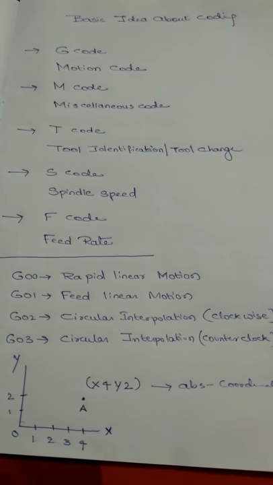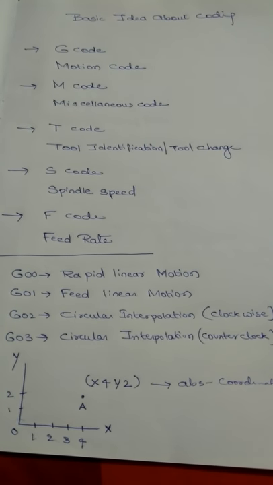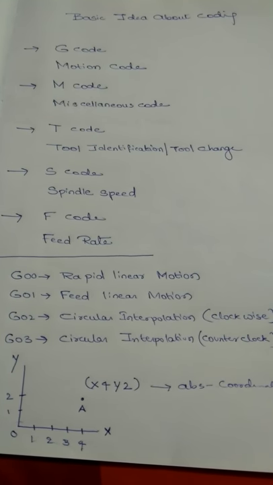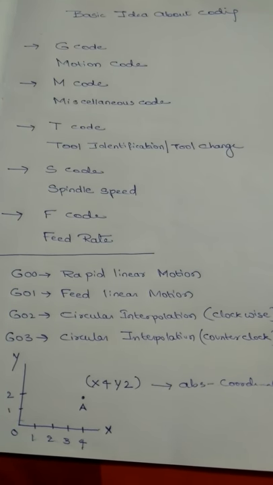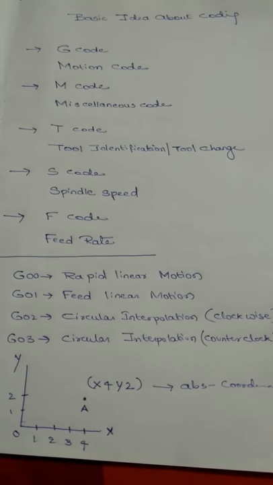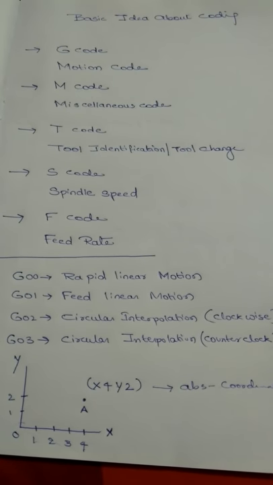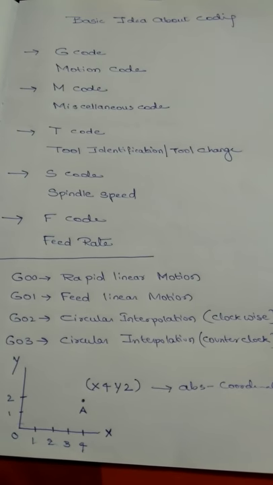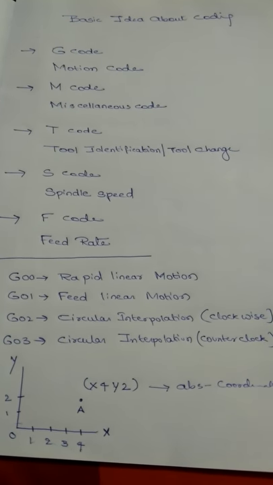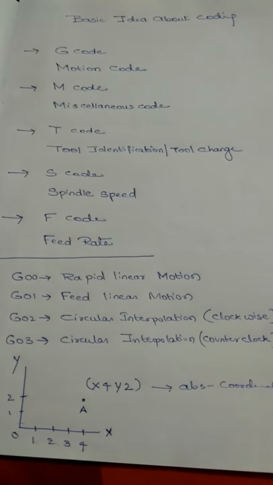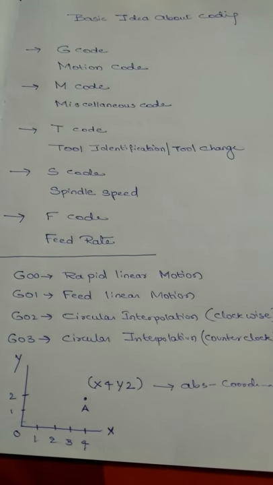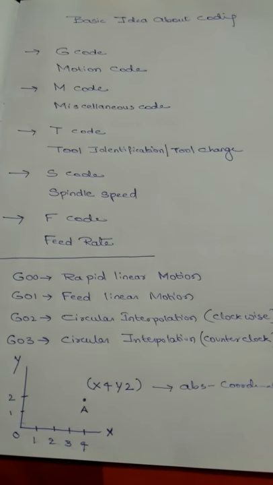The first one is G00. G00 represents rapid linear motion. G01 represents feed linear motion. G02, circular motion or interpolation in clockwise direction. Next is G03, circular motion or interpolation in counterclockwise direction.